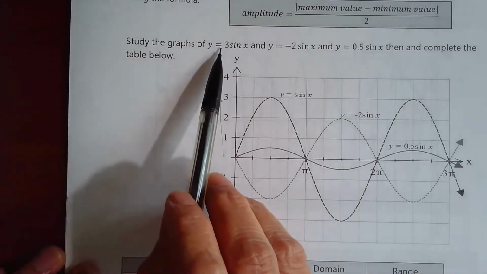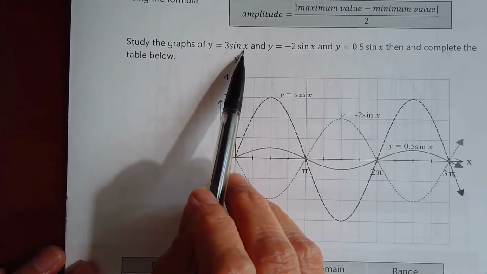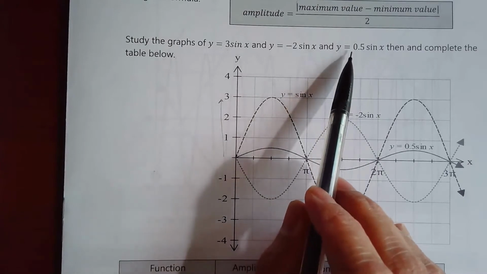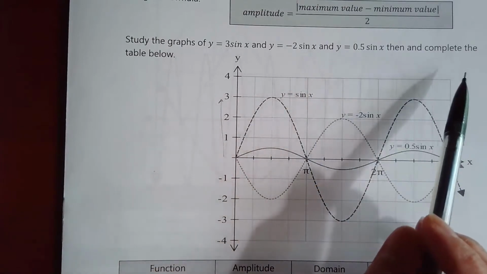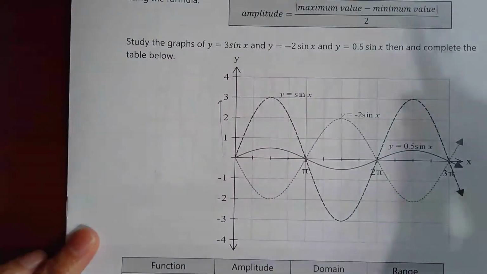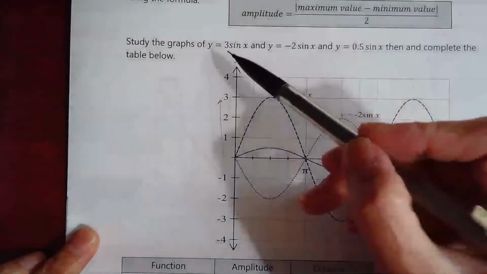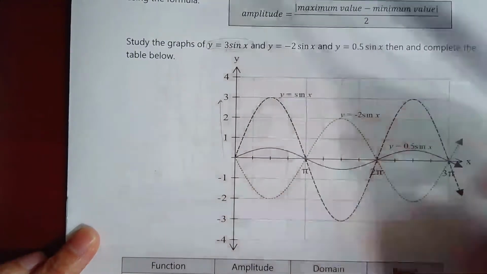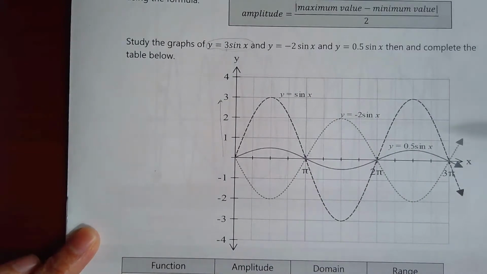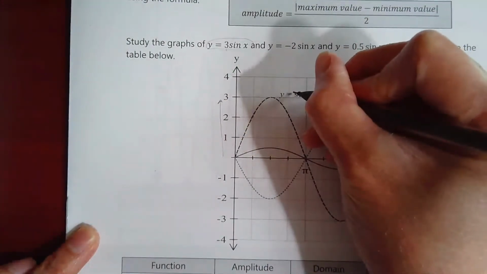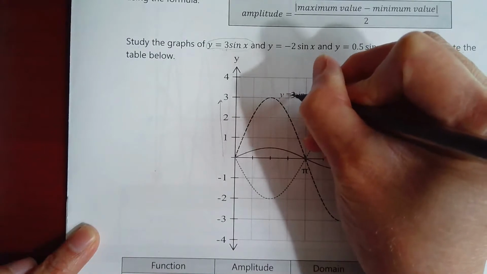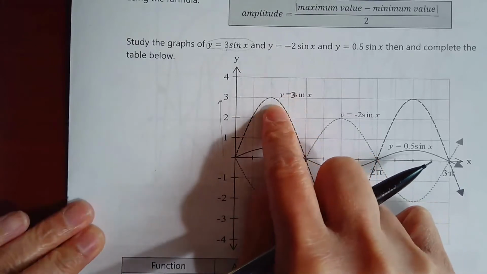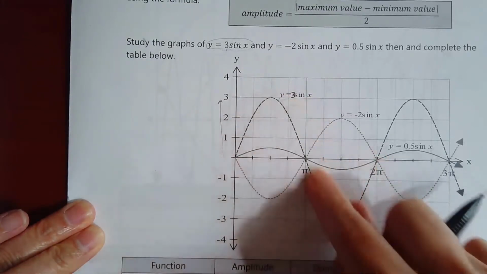Study the graphs of y equals 3 sine of x, and y equals negative 2 sine of x, and y equals 0.5 sine of x. Then complete the following table. The very first thing, let's take a look at this one here: y equals 3 sine of x. I think there's a mistake in here. There has to be a 3 there, so make sure we put a 3 right there. So this is y equals 3 sine of x.